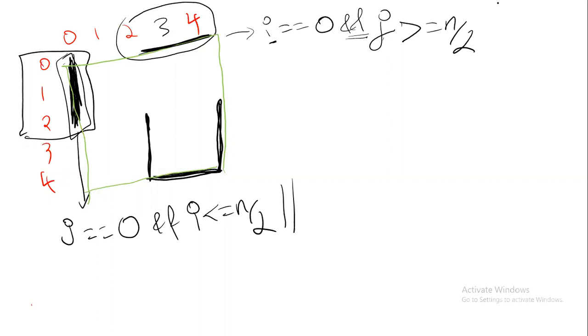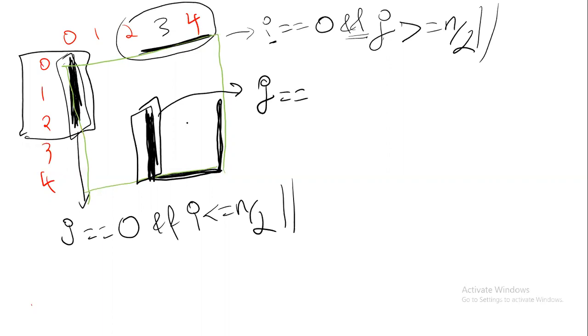So use the or operator. Now let's try to draw this line. For that line, is it a row or a column? It is a column. Column is which variable? Column is the j variable. So j is equal to. Am I drawing the first column? No. Am I drawing the last column? No. You are drawing a middle column. Middle column is j is equal to n by 2.